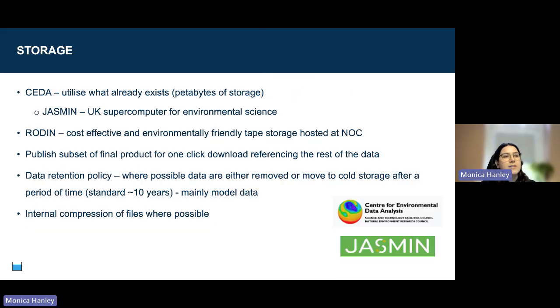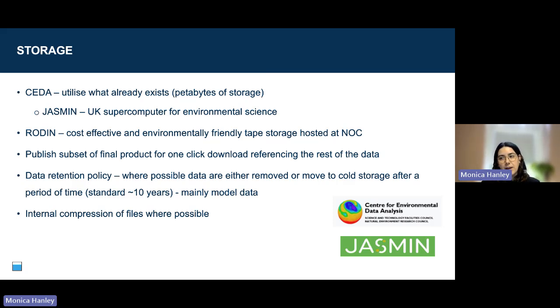So once we get these large volumes, how do we actually store it? So we're lucky here at BODC that we're part of the NERC Environmental Data Service. So along with the other data centers that make up the EDS, we can help each other out and use each other's infrastructures.